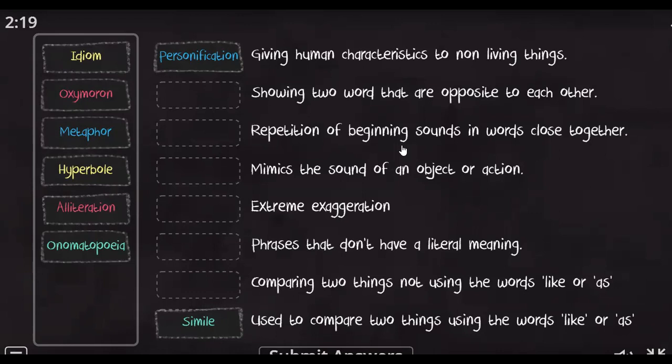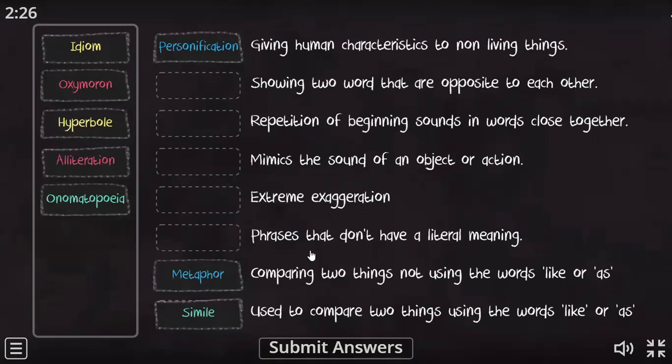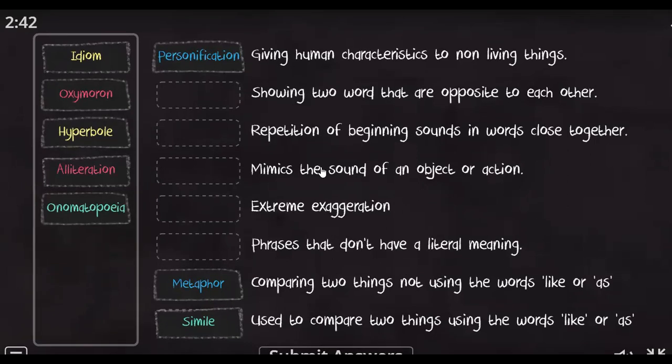Metaphor: comparing two things not using the word like or as. Excellent. Now, who can tell me what is extreme exaggeration? The hyperbole. Excellent.